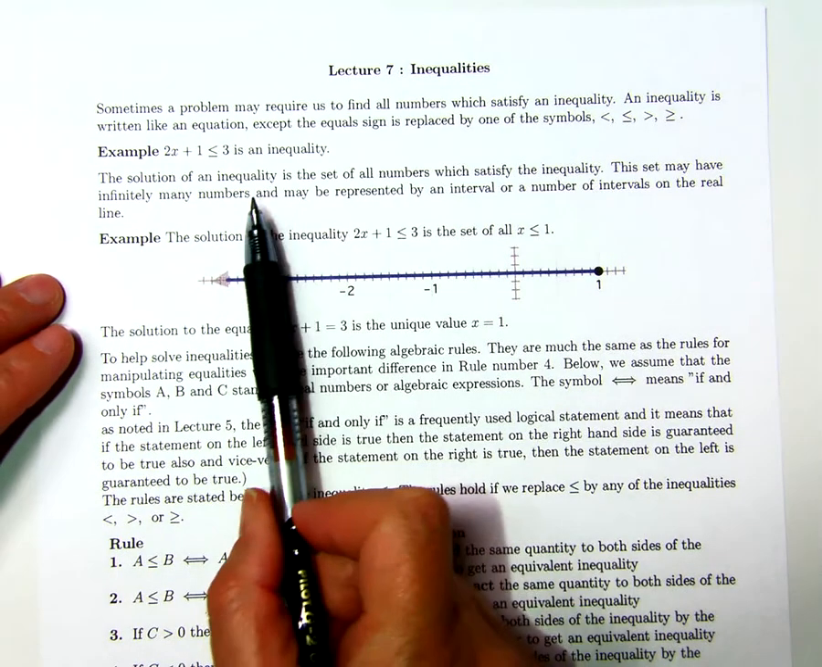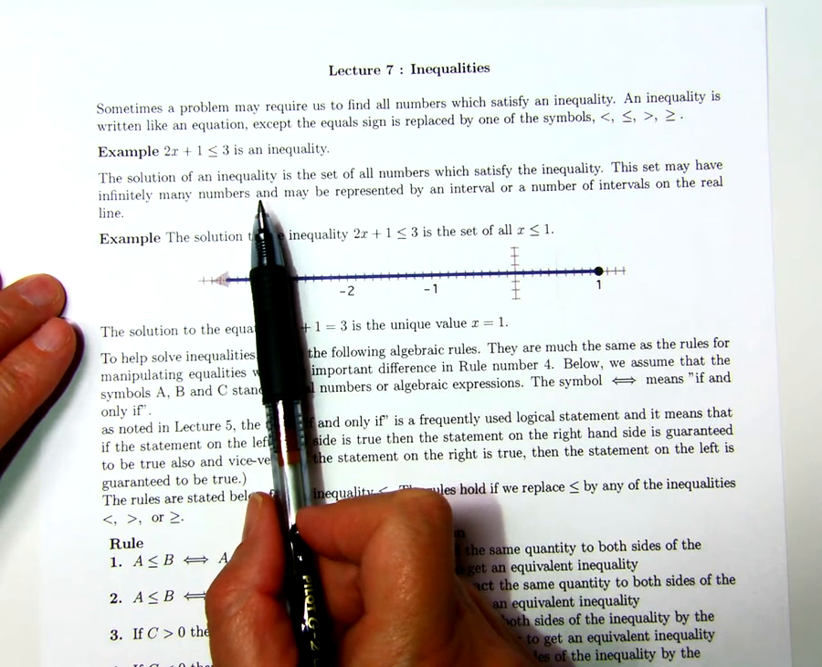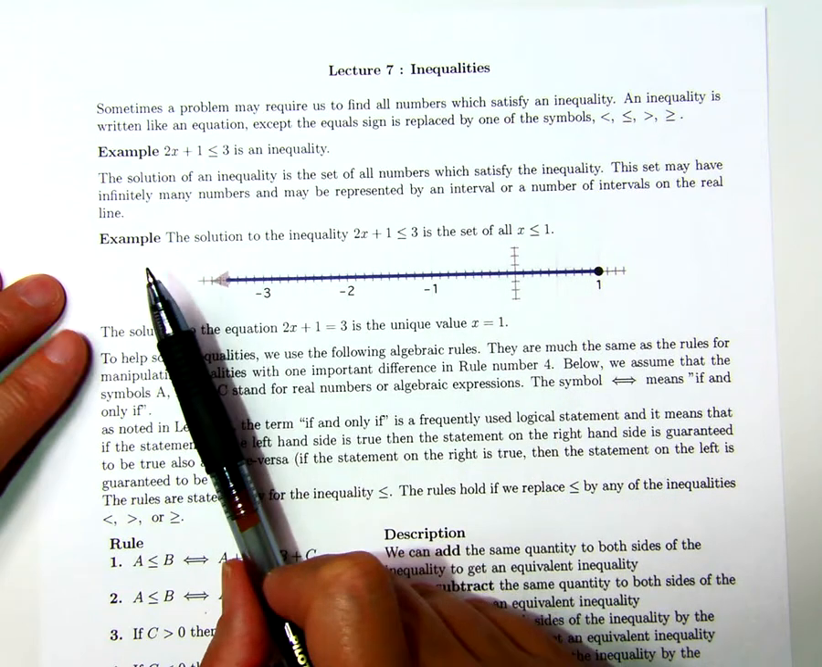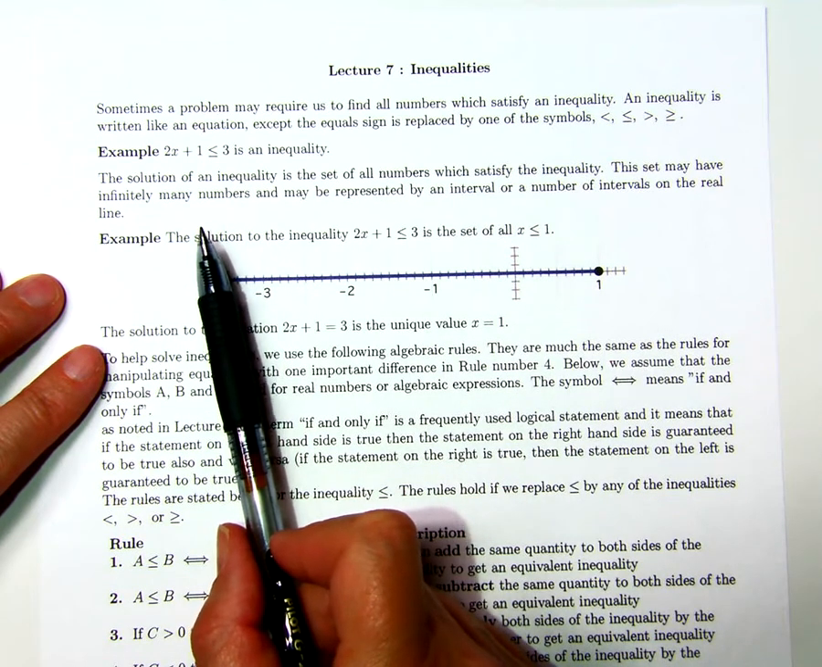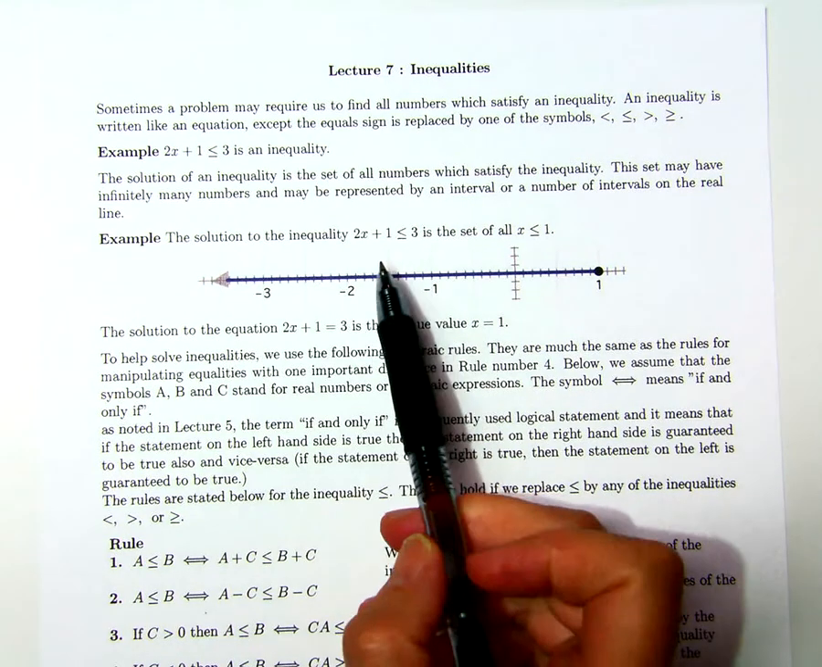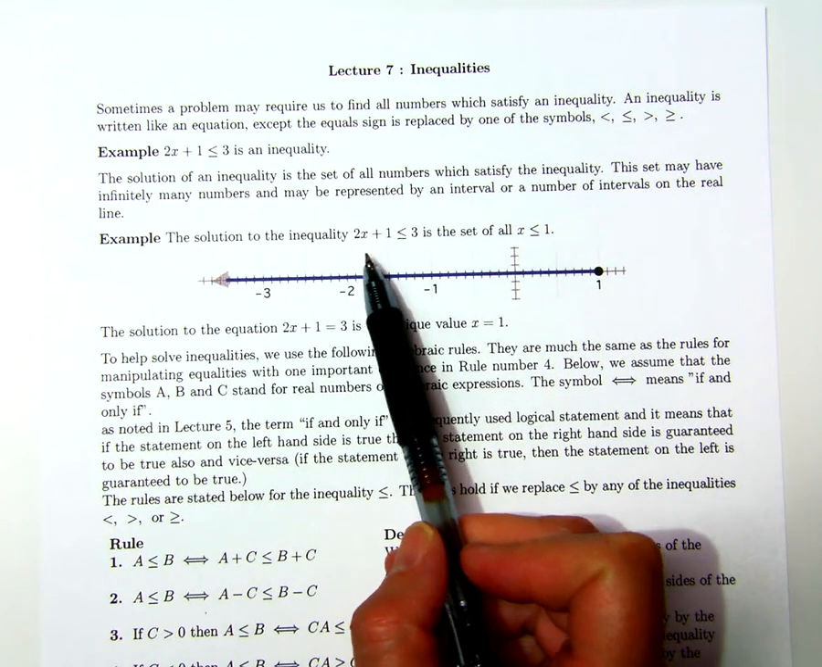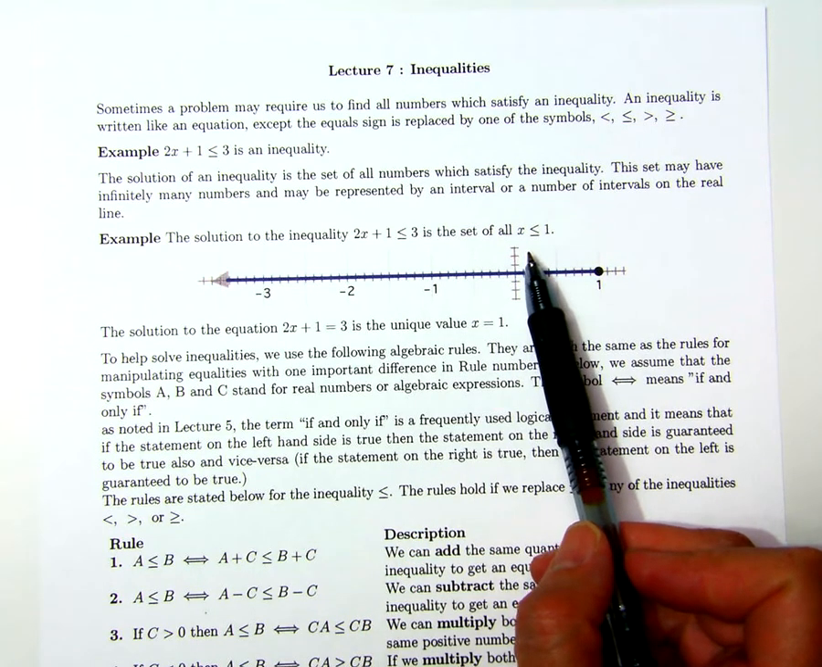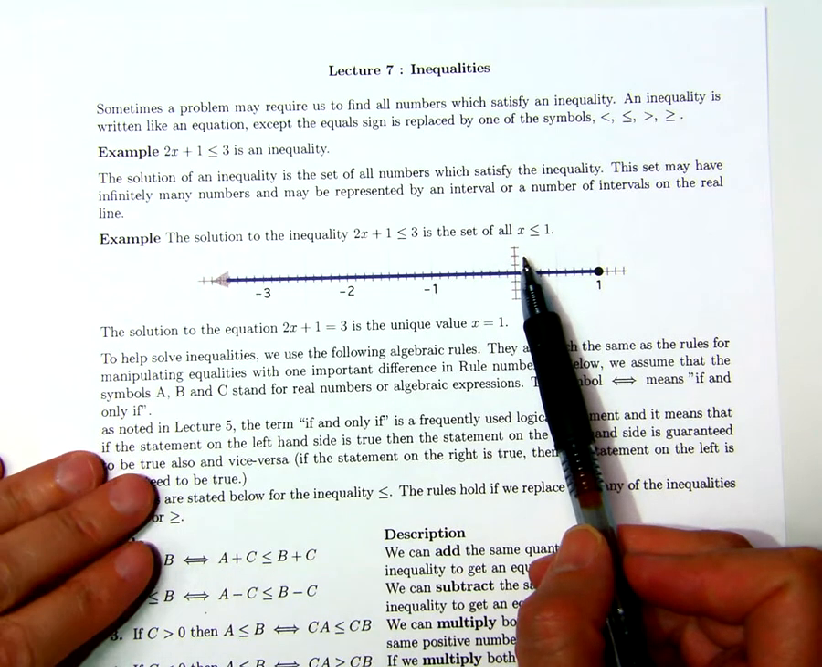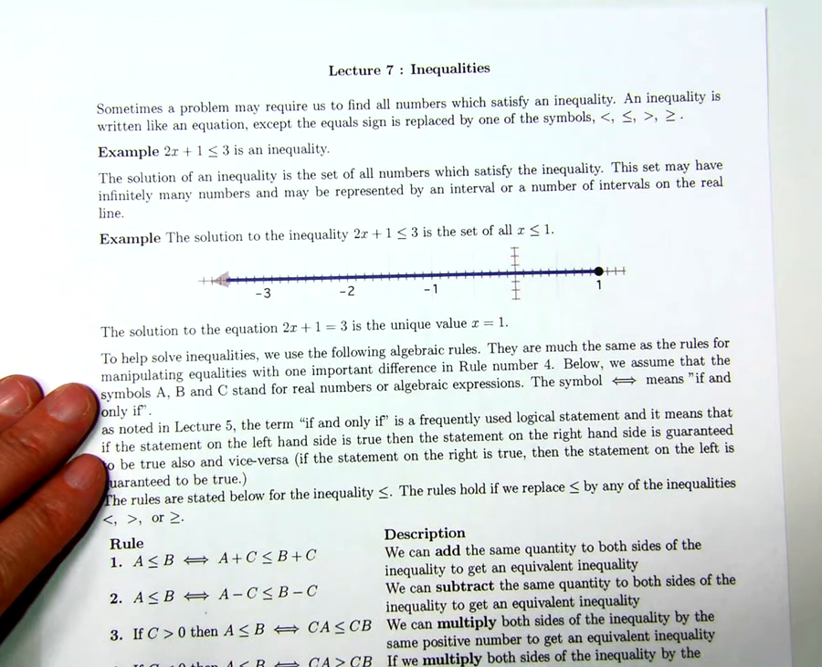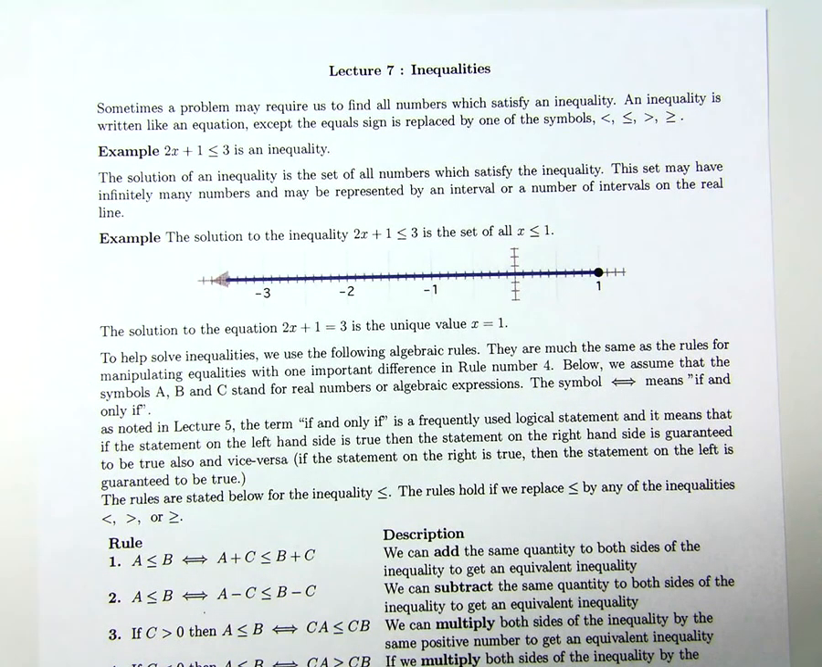So a solution to the inequality is the set of all numbers which satisfy the inequality. And quite often this turns out to be represented by an interval, or perhaps even a number of intervals on the real line. The solution set to the inequality given above, 2x plus 1 less than or equal to 3, turns out to be the set of all x less than or equal to 1. And we'll see why this is true below. This is the interval on the real line of all numbers to the left of 1, including 1.